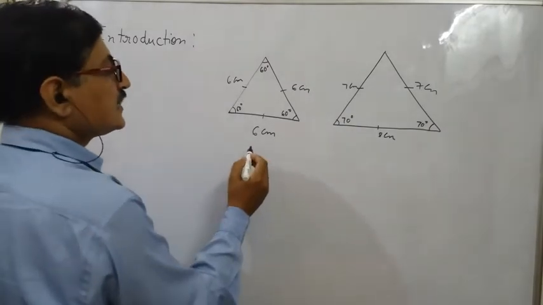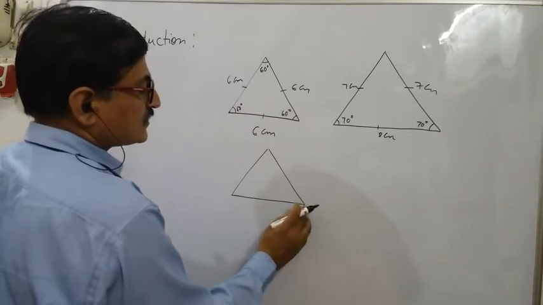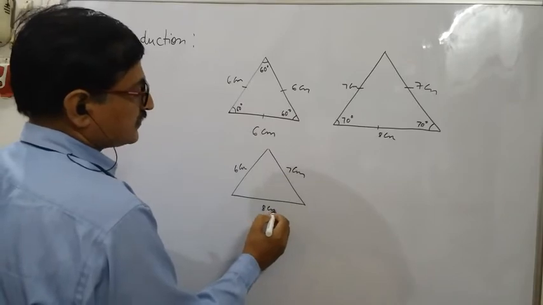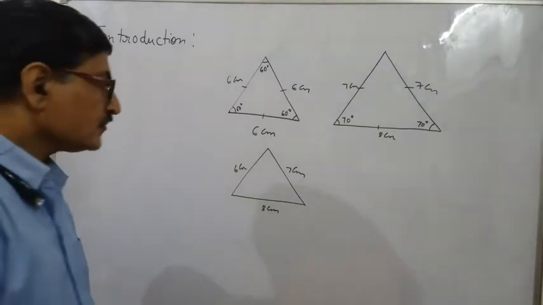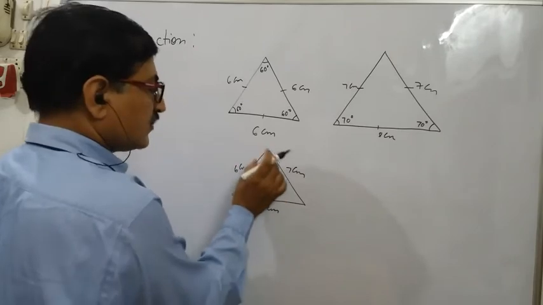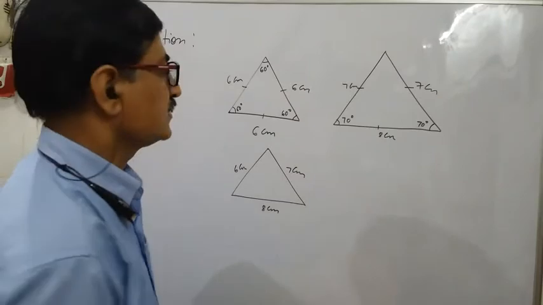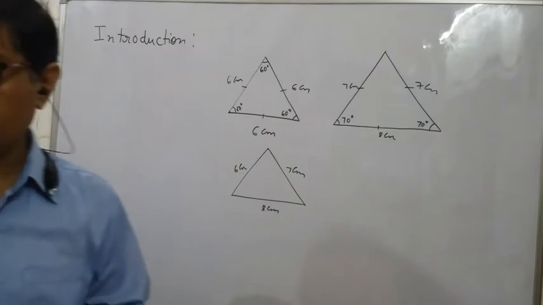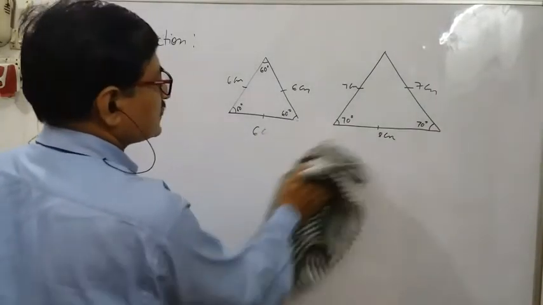And next one is the scalene triangle, when any two sides are not equal. Suppose this is 6 centimeter, 7 centimeter and 8 centimeter. This is the scalene triangle, where all sides are unequal, means they are not equal to each other, and therefore angles will also not be equal to each other. Okay, so I have told you three kinds on the basis of the sides. Now next, on the basis of angles, three types of triangles are there.